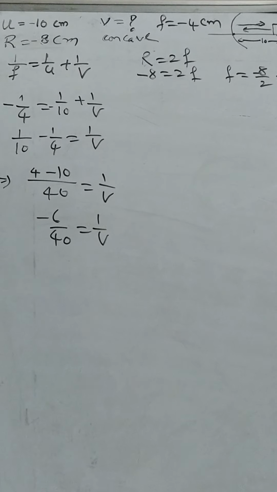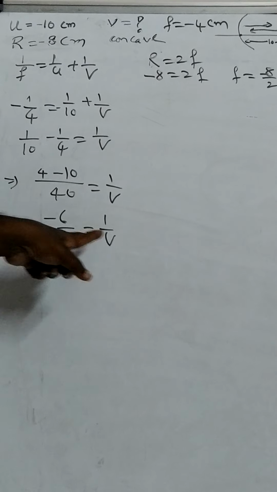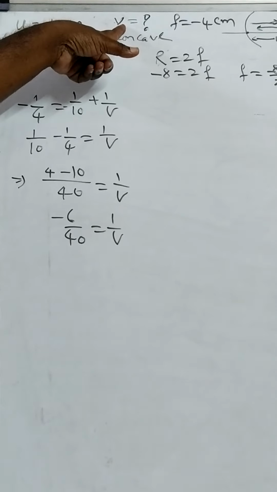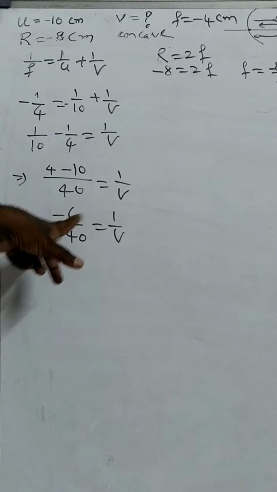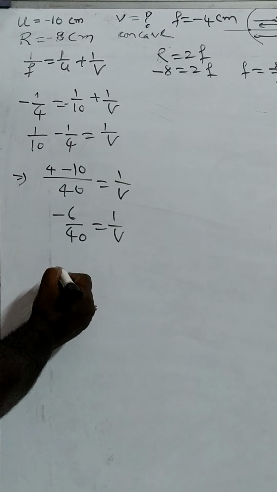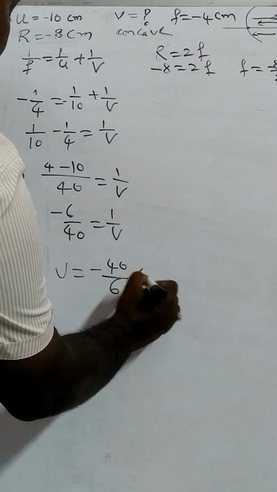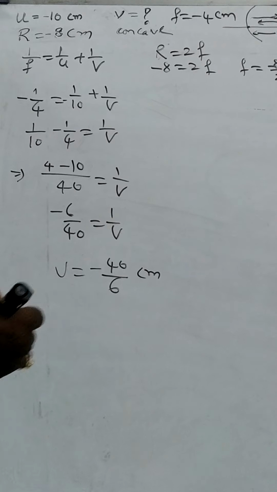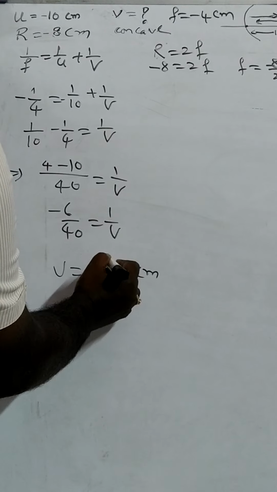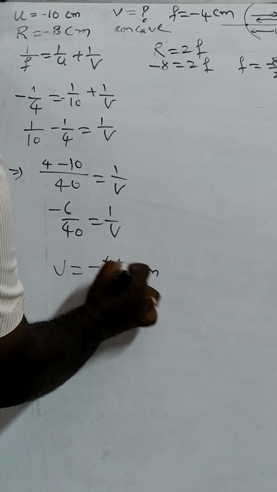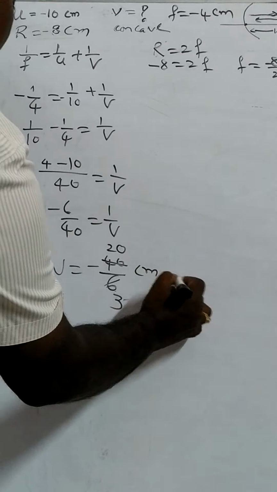See, don't write the answer like this because you got 1 by V. The question asks for image distance V, not 1 by V. So 1 by V is equal to minus 6 by 40. So V is equal to how much? Minus 40 by 6 centimeters. Or you can simplify further: 2 threes are 6, 2 twos are 4, so minus 20 by 3 centimeters. This is the image distance.